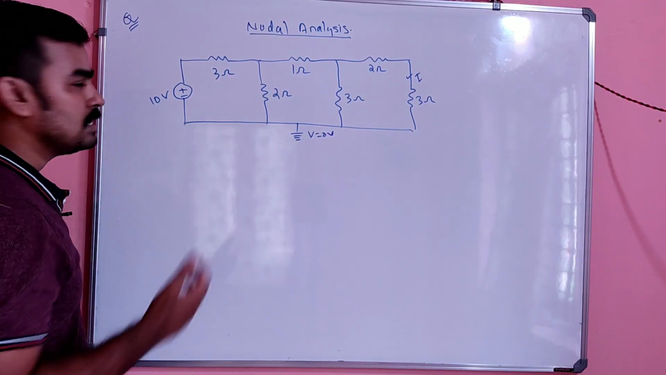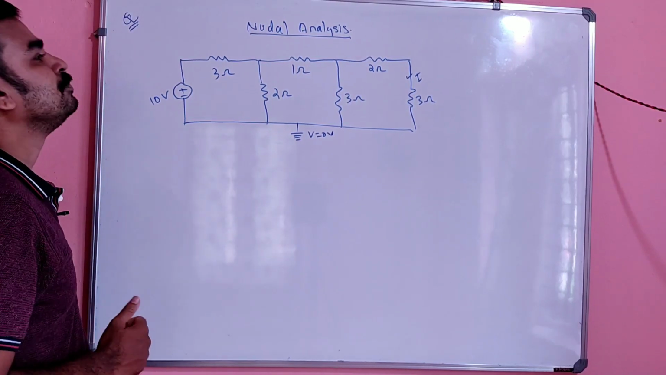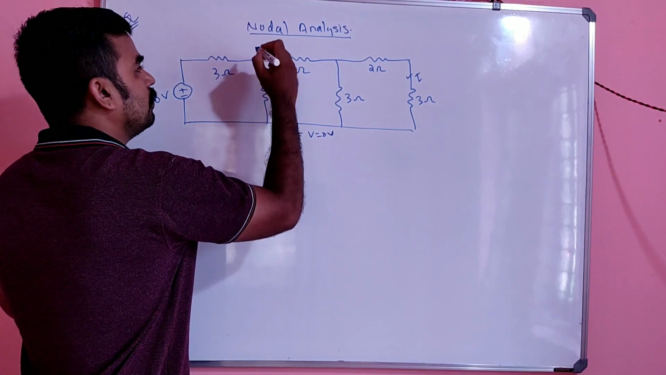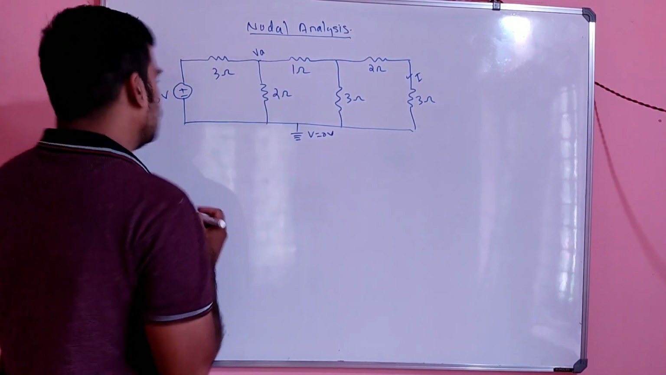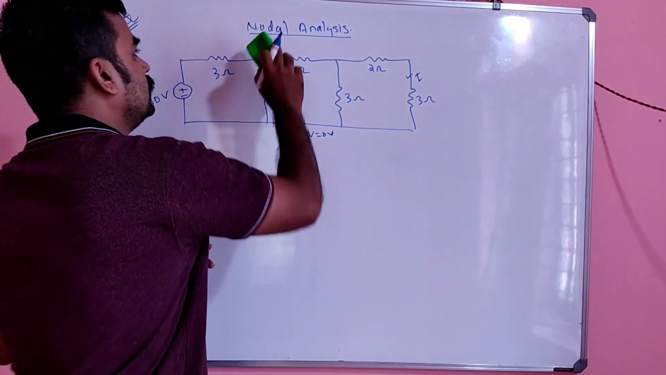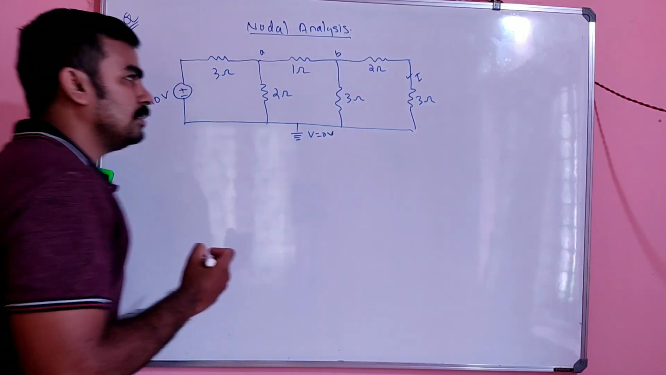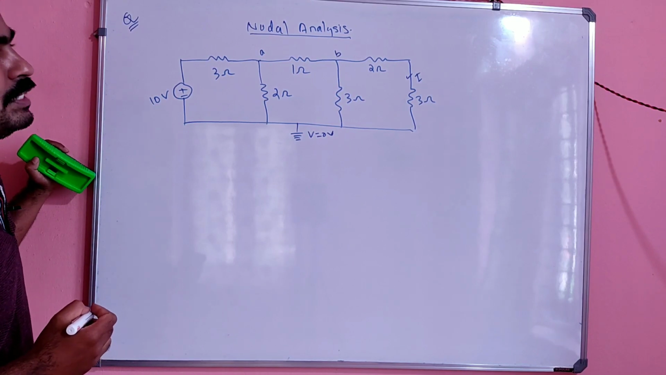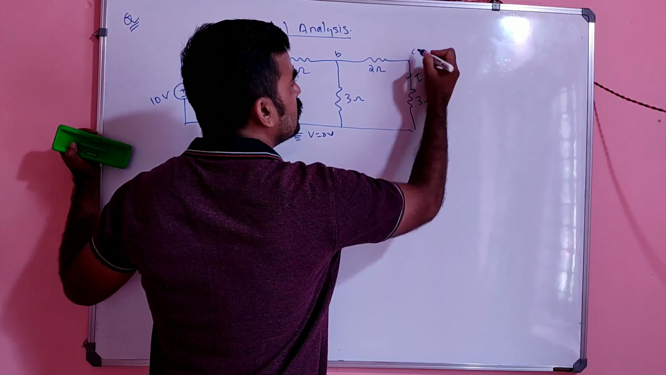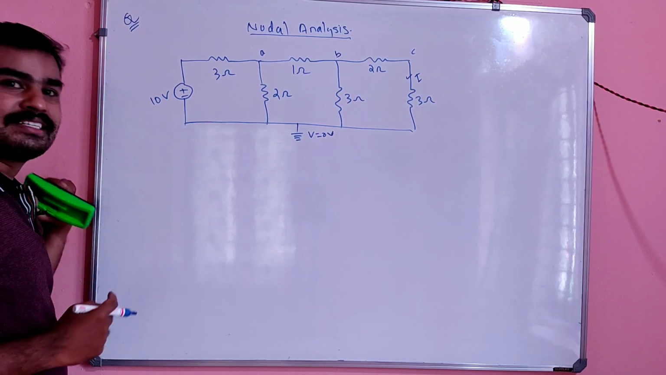The second step is that you have to assume some other nodes. Let's take this as a node, let it be A. This node is nothing but B. And there is another node here also, C. A node is nothing but a point where two or more electrical components are connected together.